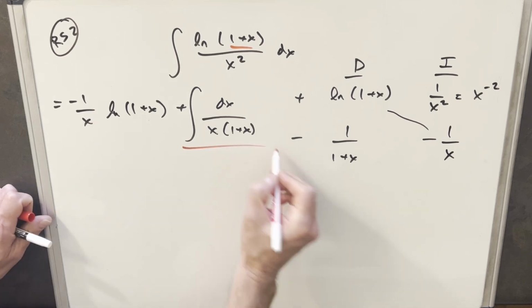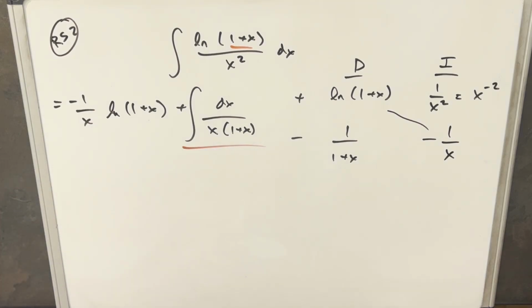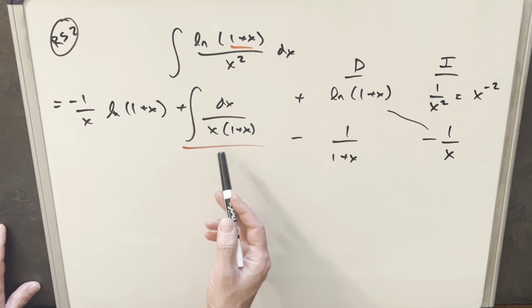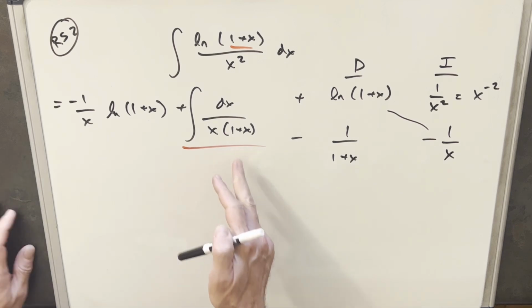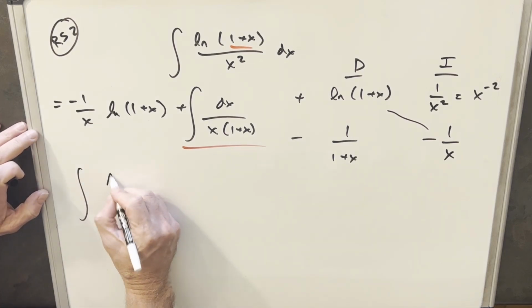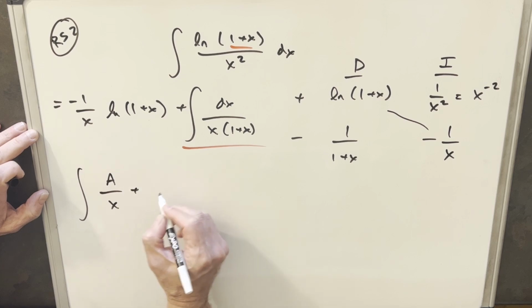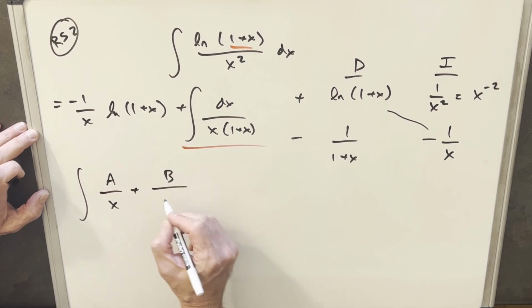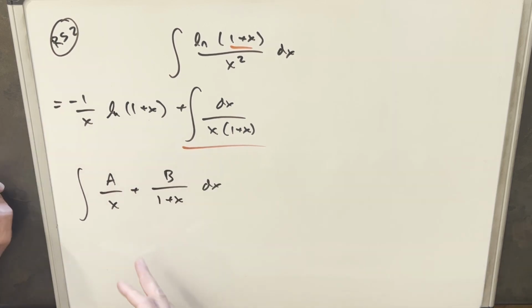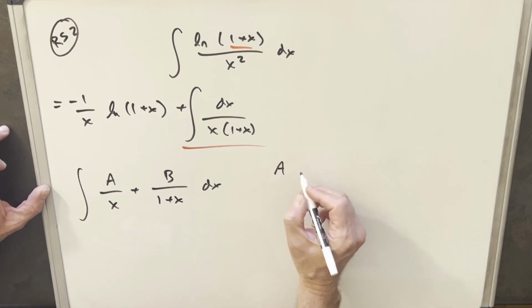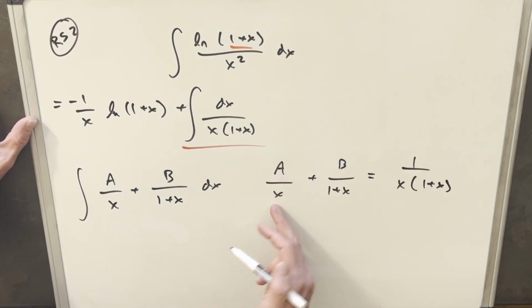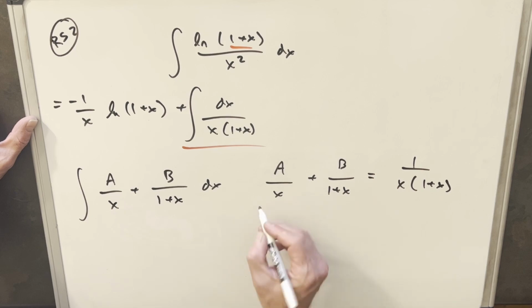And for this integral I'm going to use partial fractions. It's not going to be too bad because we have two linear terms, so this should go pretty quick. What I'm going to do is write this as A over x plus B over 1 plus x. I'm just going to do this the long way. What we want to do here is get it back to our common denominator.